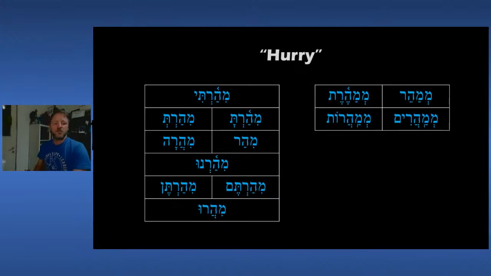Okay, just like shilam, here we have mihar. In modern Hebrew we say miher, because in modern Hebrew we standardize everything and make it conform more to the pattern. So miher, we say he hurried. Mihar in the Bible. Why is there no dagesh in the hay?